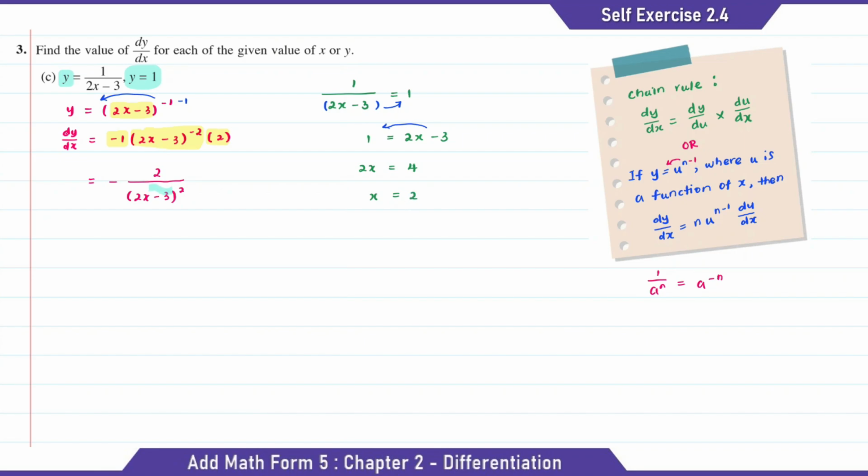Then we're going to substitute the x in the dy/dx with 2. This is equal to negative 2 over 1 squared. Then the final answer is negative 2.